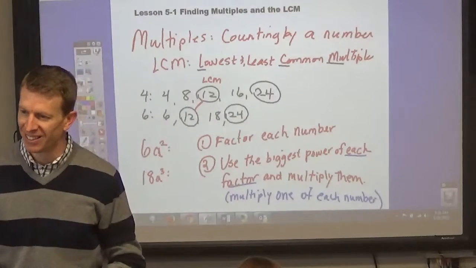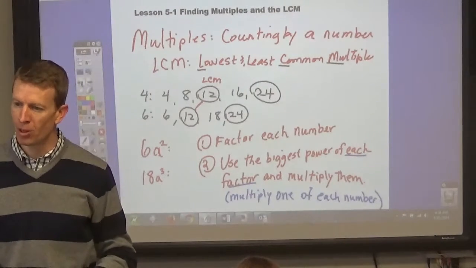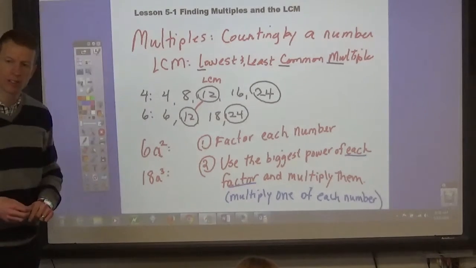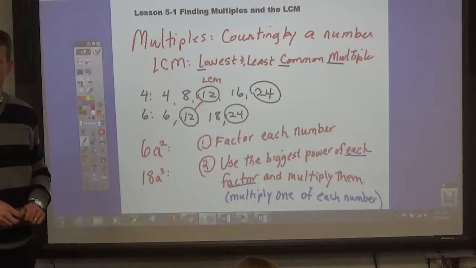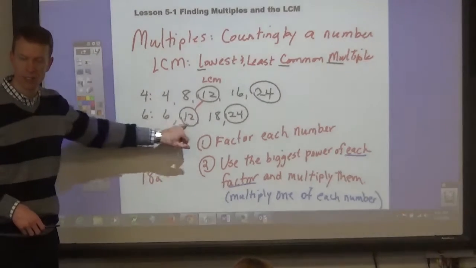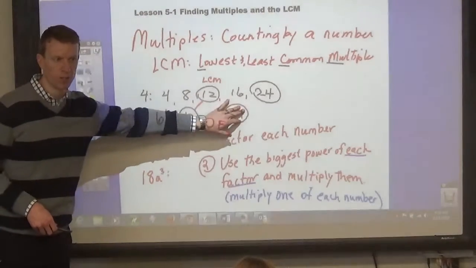Maya, is that the lowest common multiple of 4 and 6? Is 24 the lowest common multiple? What is the lowest common multiple? 12, because 4 goes into 12 and 6 goes into 12, and that's lower than 24. Okay?